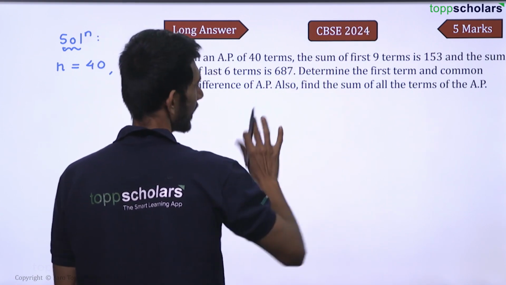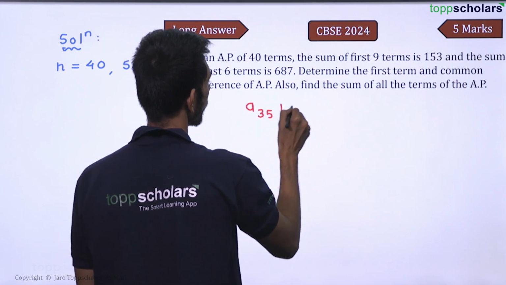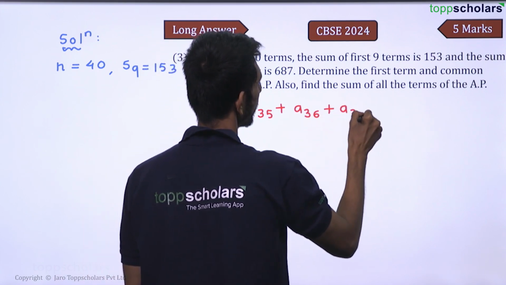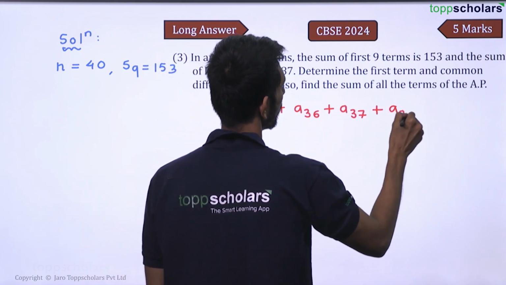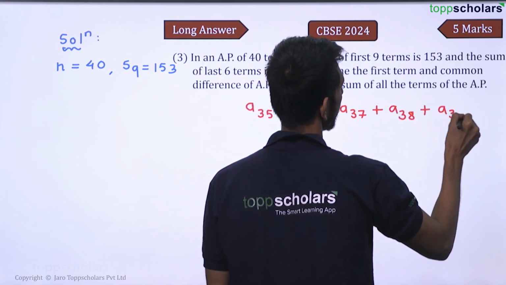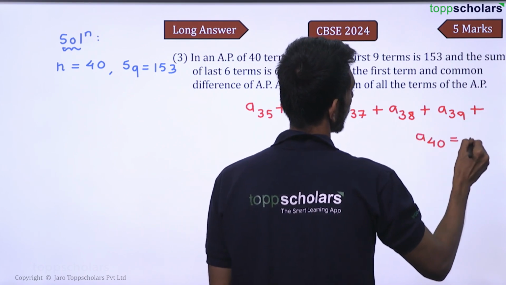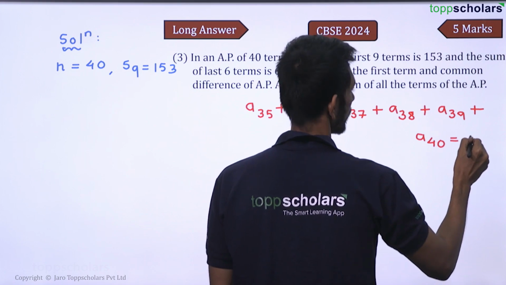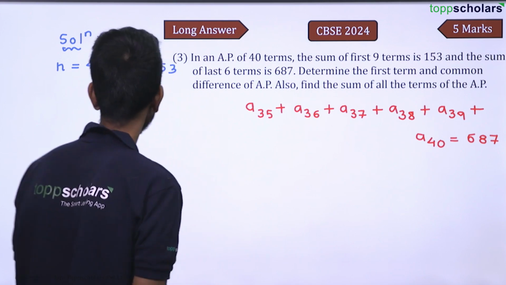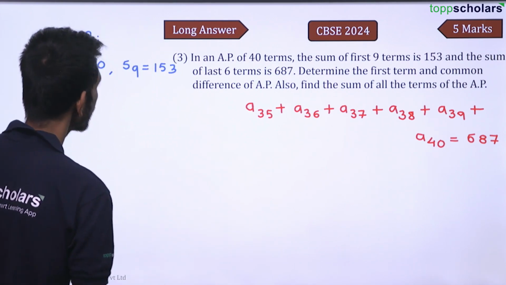So it is given, I'm writing it here, A35 plus A36 plus A37 plus A38 plus A39 plus A40 is equal to how much? 687. This is given, right? And here we are given S9 is equal to 153.